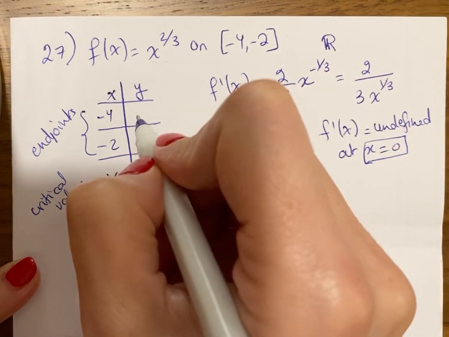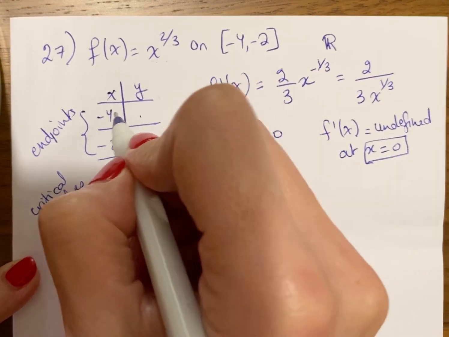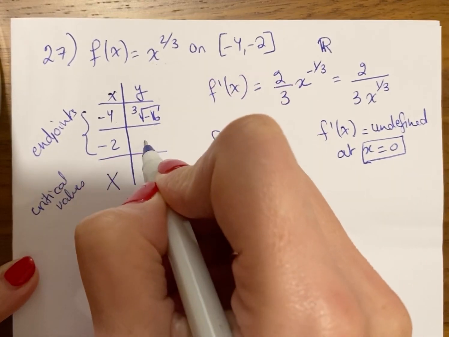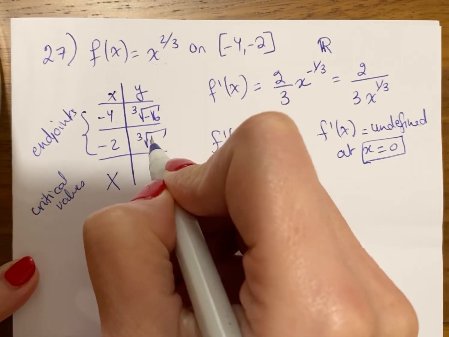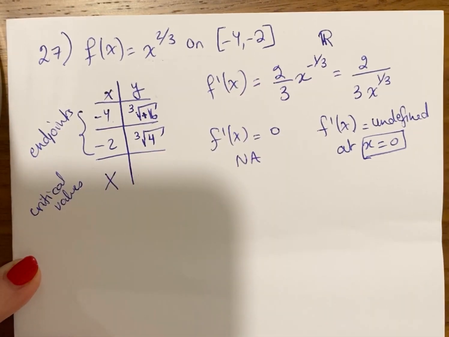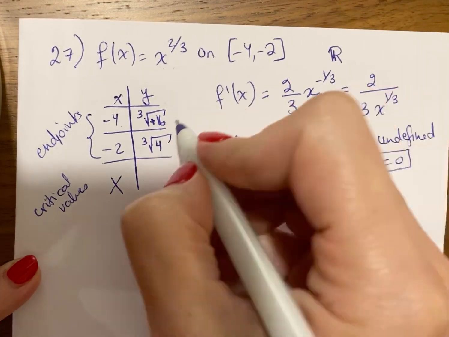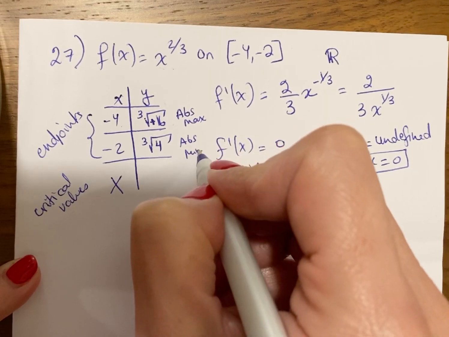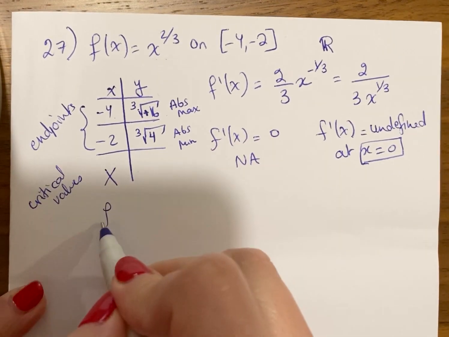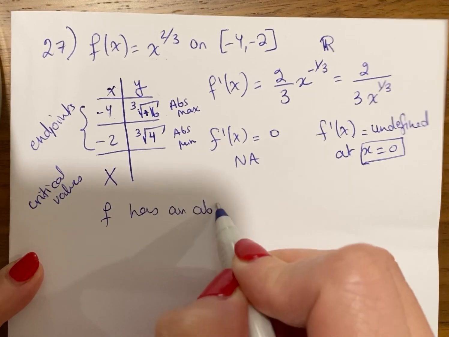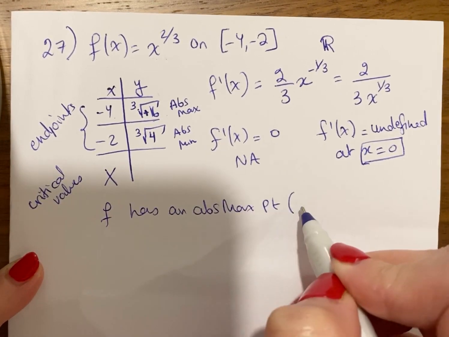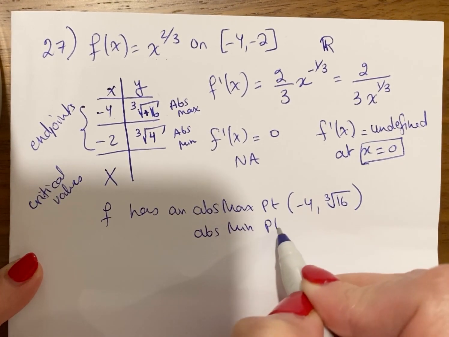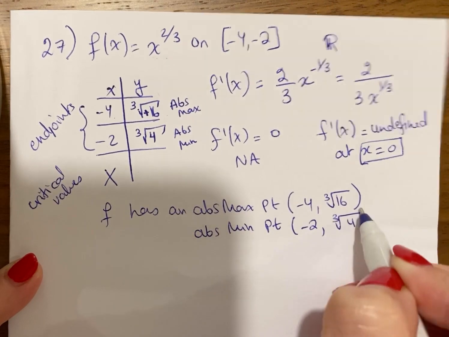So what are only my two options for max and min? -4 and -2. Here I get cube root of 16, and here I get cube root of 4. Which one is bigger? Of course, this is bigger, and this is smaller. So my conclusion would be f has an absolute maximum point, which is -4, cube root of 16, and an absolute minimum point, which is -2 and cube root of 4.